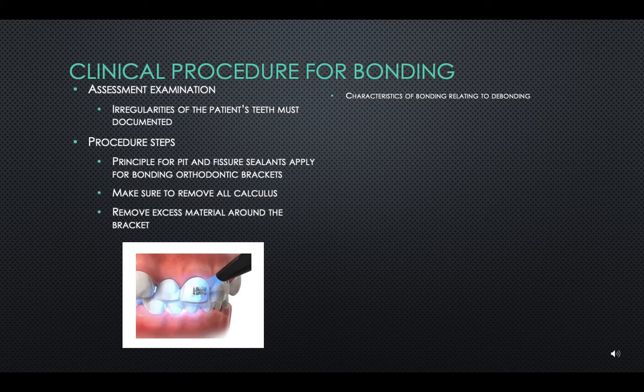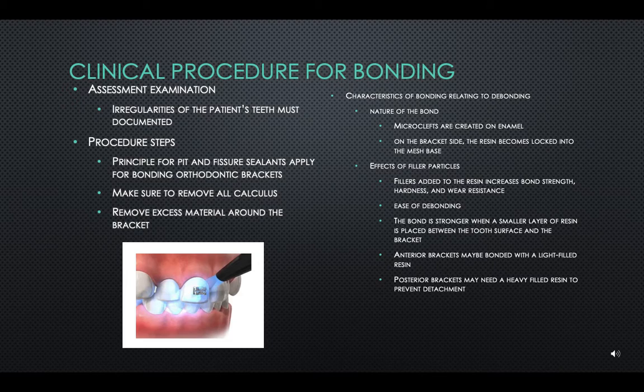Characteristics of bonding relating to debonding. Nature of the bond. The acid etch exposes the prism structures of enamel and creates microclefts. On the bracket side, the resin becomes locked into the mesh base. Effects of filler particles. Fillers added to the resin increase bond strength, hardness, and wear resistance.